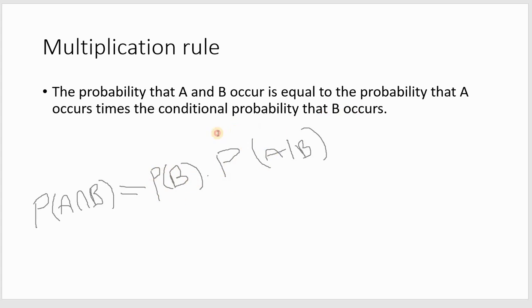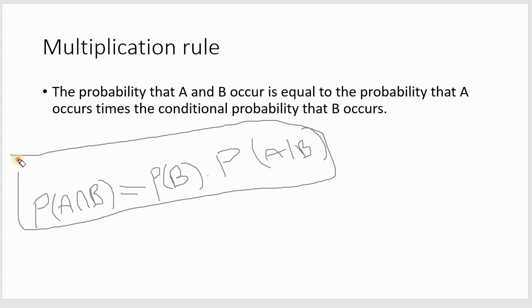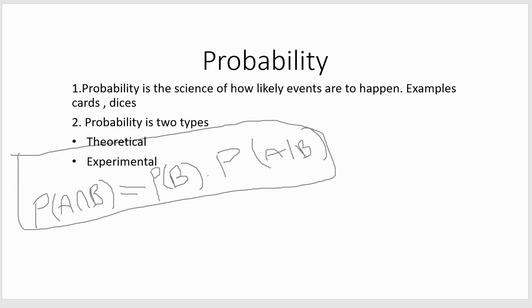This is known as the conditional probability. This is the conditional probability formula. So simply, we can say that conditional probability is also a multiplication rule. And this is overall about probability.